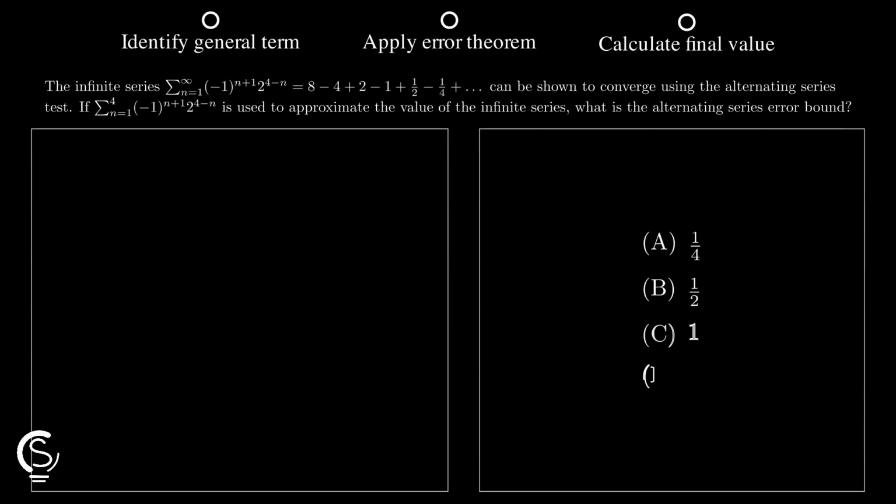First, identify the general term of the series. Since it is an alternating series, we focus on the magnitude, which is 2 raised to the power of 4 minus n.